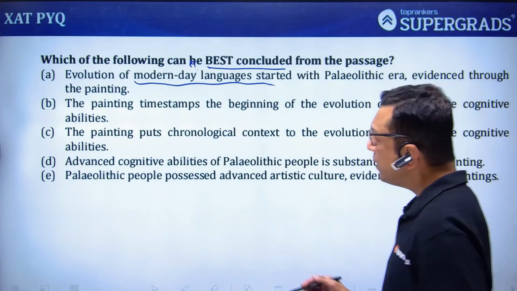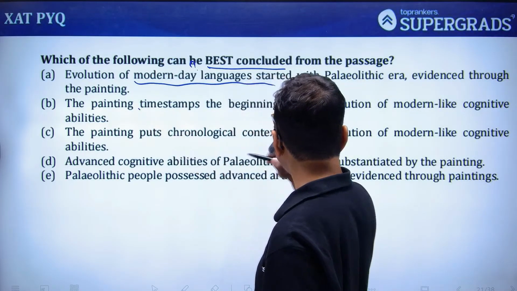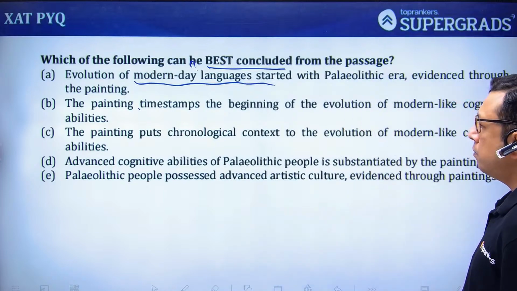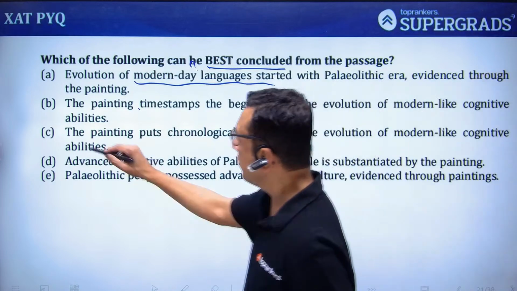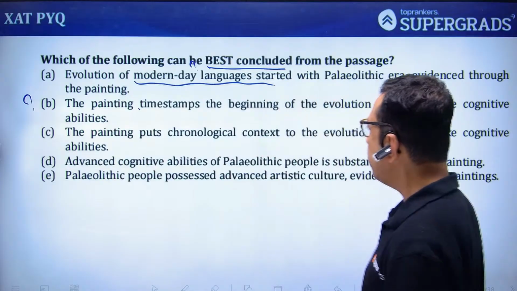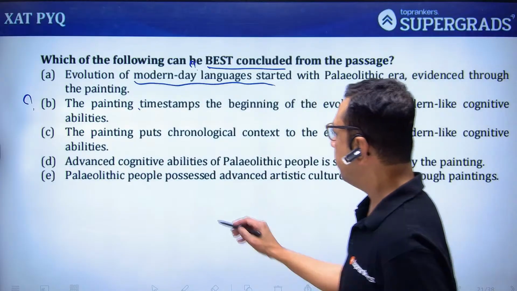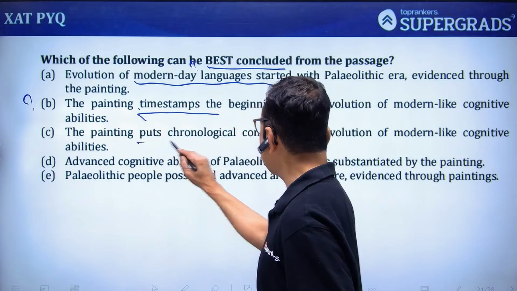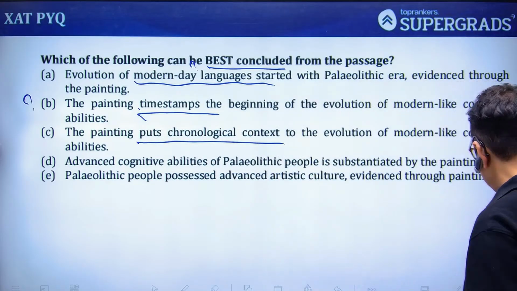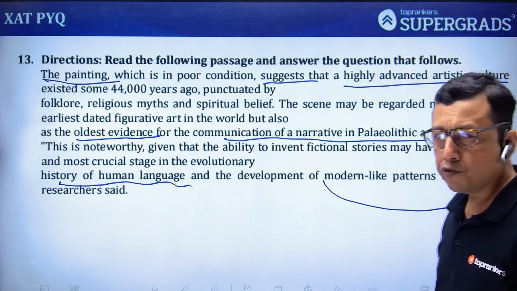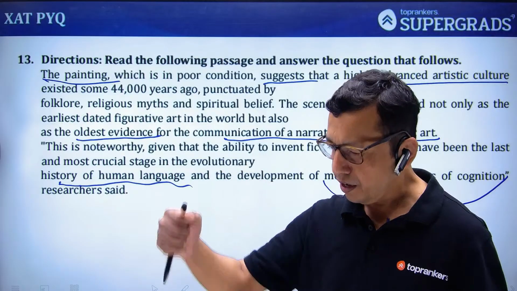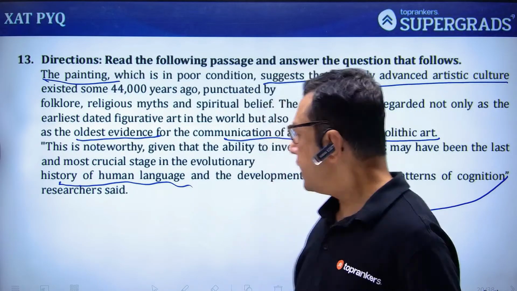Okay. The painting timestamps the beginning of the evolution of modern cognitive abilities. Okay, let us keep it in reserve. The painting puts chronological context. Timestamps versus chronological context. What does the passage say, by the way? Timestamps means it is putting a stamp, in a way, that yes, it started at this time, right?